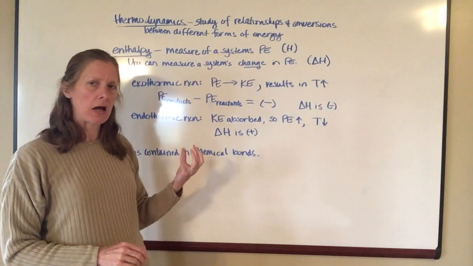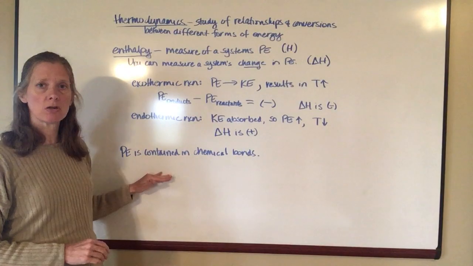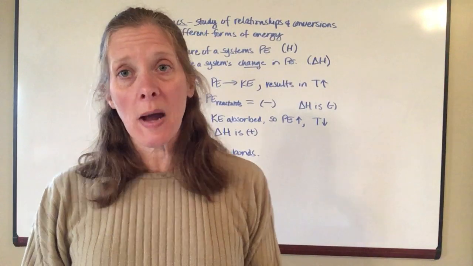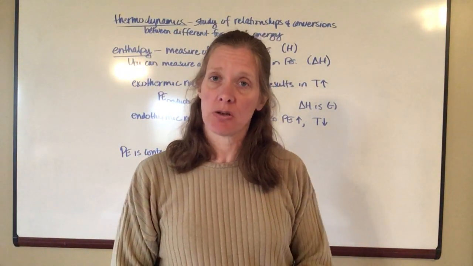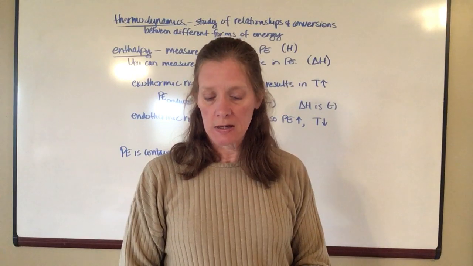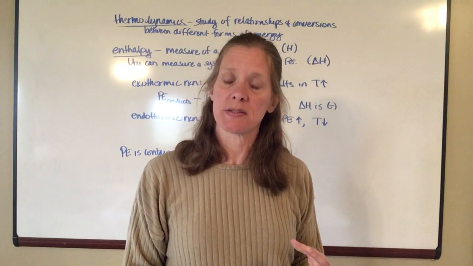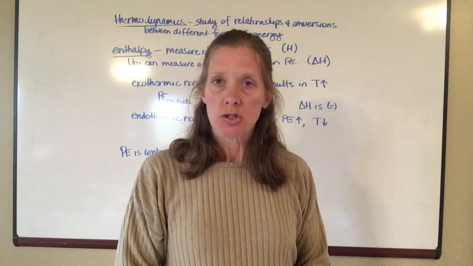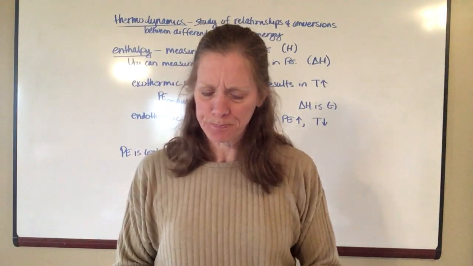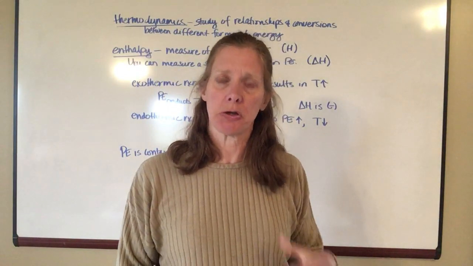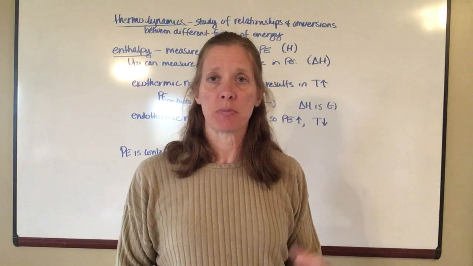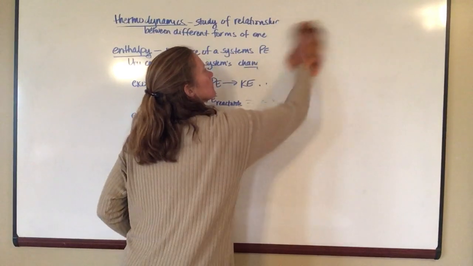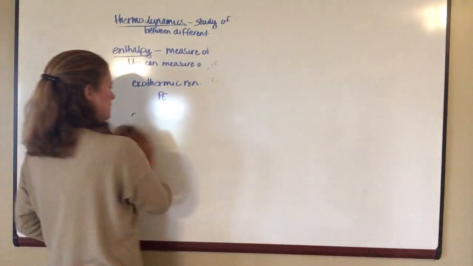Now, in a chemical system, your potential energy is contained inside of chemical bonds. And so one way to calculate the enthalpy or the change in enthalpy of a system is to calculate how much energy is in chemical bonds. It takes energy to break bonds, and it takes energy to make bonds. So we're going to run through an example here of what it would look like to calculate the energy of a system based on the types of bonds that you have. So we will make some space up here on the board so I can show you what that looks like.